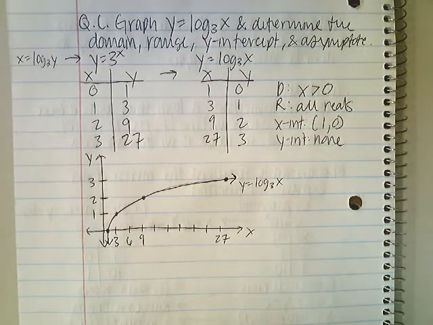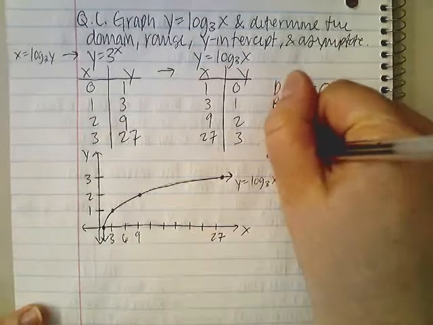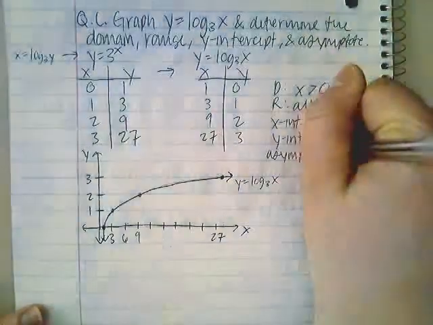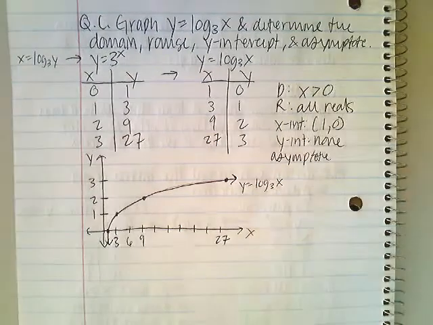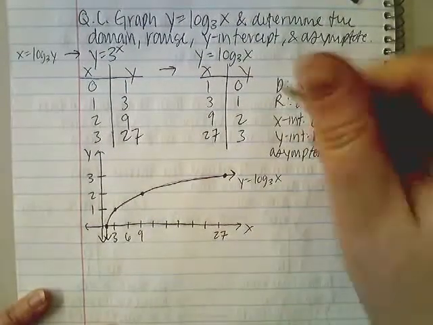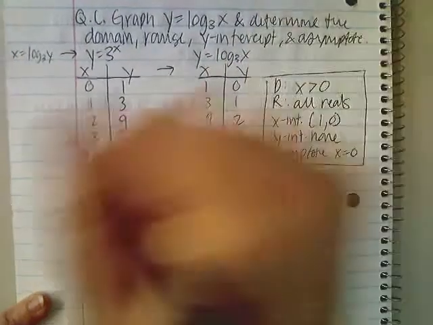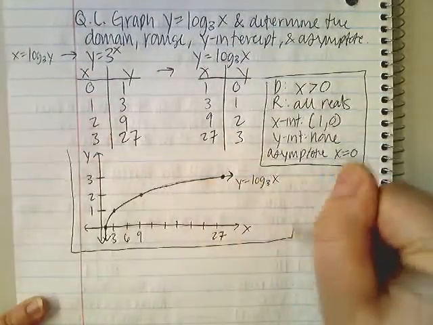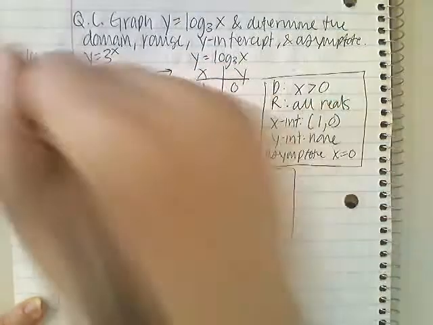All right. So last thing is the asymptote. And again, it's just going to be at x equals 0. So this is all my key information. This is my graph. And we've successfully finished that quick check.